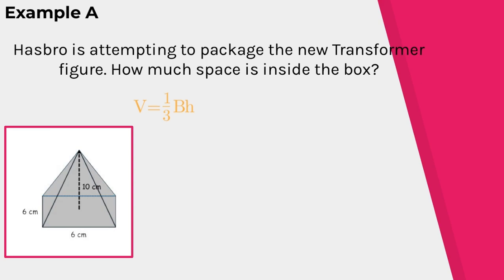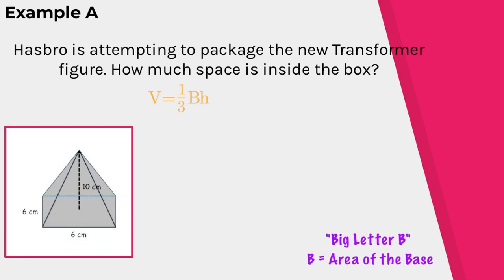That's going to give you V equals 1/3 times big B times H. Big B, we haven't seen that before with a capital letter B. Anytime that we see a big letter B, it's going to stand for the area of the base. So we need to find the area of the base, multiply it times 1/3, and multiply it times the height.